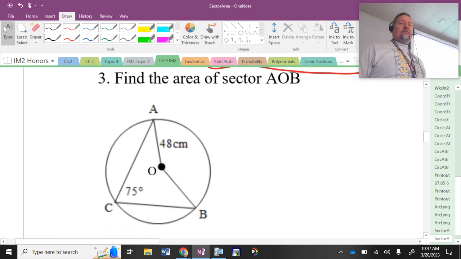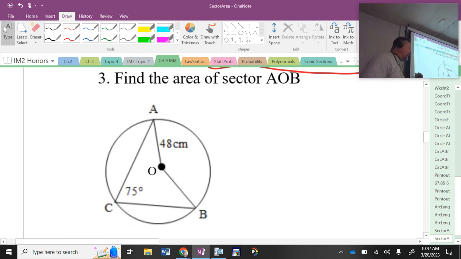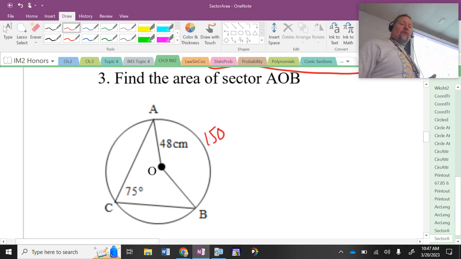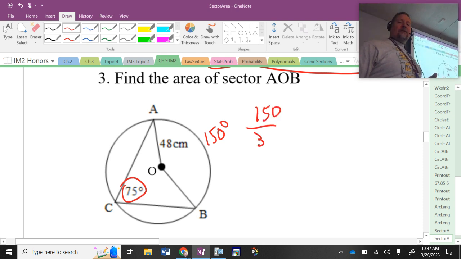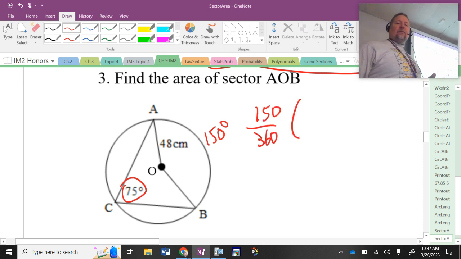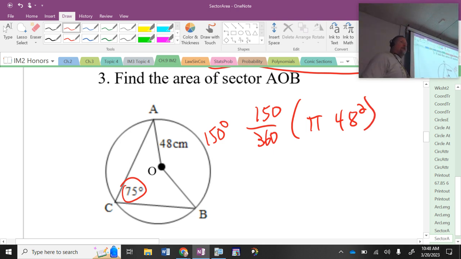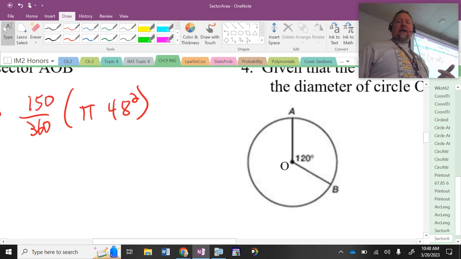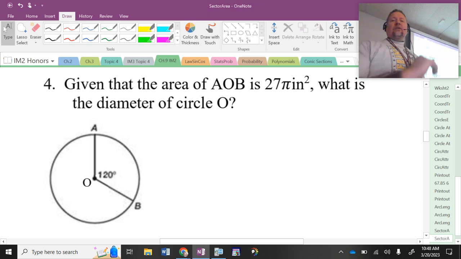Again, I think this is the same drawing, isn't it? But now I asked for the area of the sector. So again, incorporating what we had before, this is 150 degrees because it's double that. So it's 150/360ths of the area, which is pi times 48 squared. And let's spare you the calculator thing. You should know how to do the calculator at this point. I'm done. Okay. And then leave it in terms of pi. Already talked about that.